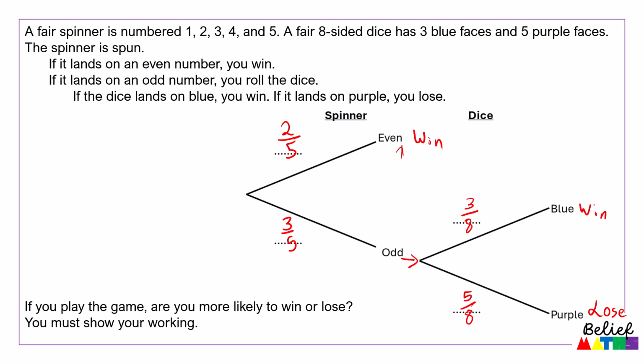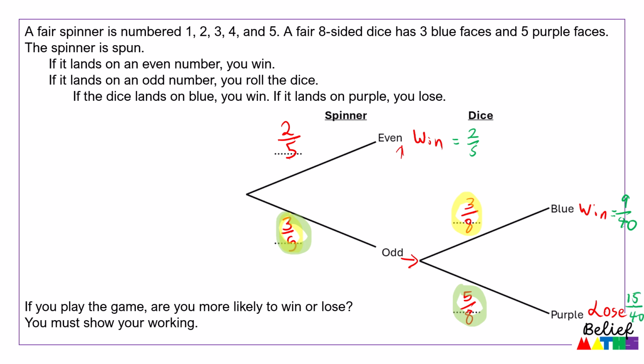Now what we're going to do again is figure out our probabilities in the end. Now because there's only one branch here, the probability of winning here is just 2 over 5. The probability of winning here is we multiply our two fractions again. So we're looking this time again at our 3 over 5 times 3 over 8, and that gives us 9 over 40. And then to finish off, if we look at our last option, which is our 3 over 5 times 5 over 8, that gives us 15 over 40.